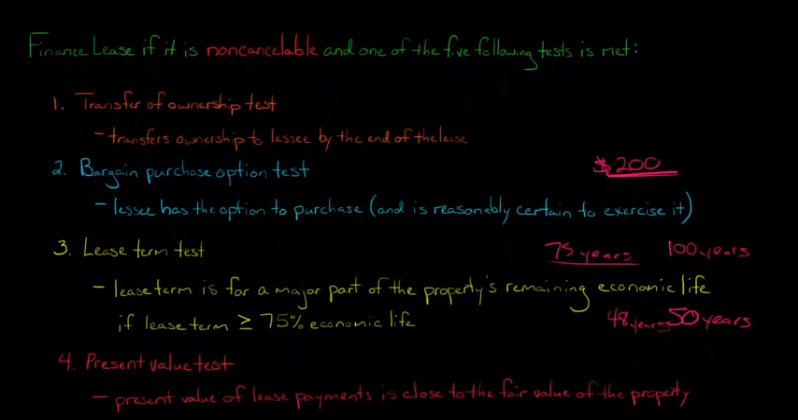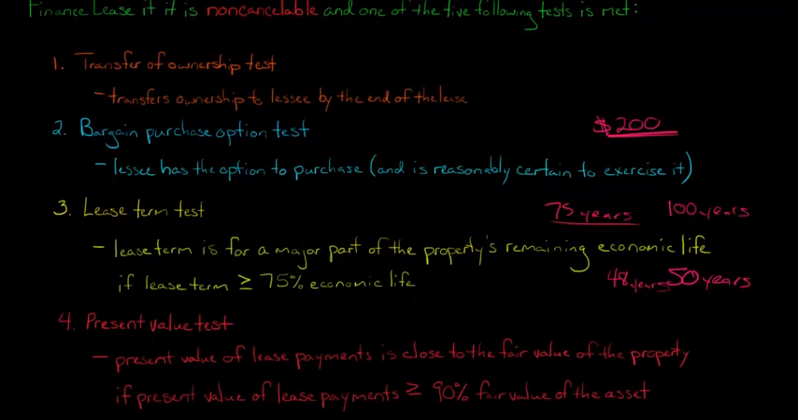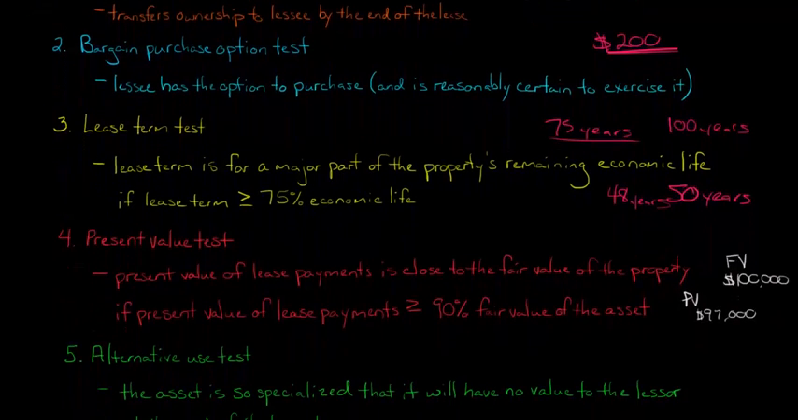In addition, there's also a present value test where we look at the present value of the lease payments, and then we compare that to the fair value of the asset being leased. If the present value of the lease payments is close to the fair value of the property. So let's say the property had a fair value of $100,000, and we see that the present value of the lease payments is $97,000. Basically, the lease payments are the entire fair value of the asset. So in that case, this is going to be classified as a finance lease. Again, the general rule is if it's greater than or equal to 90% of the fair value of the asset. If the present value of the lease payments makes up that amount, then it's a finance lease.